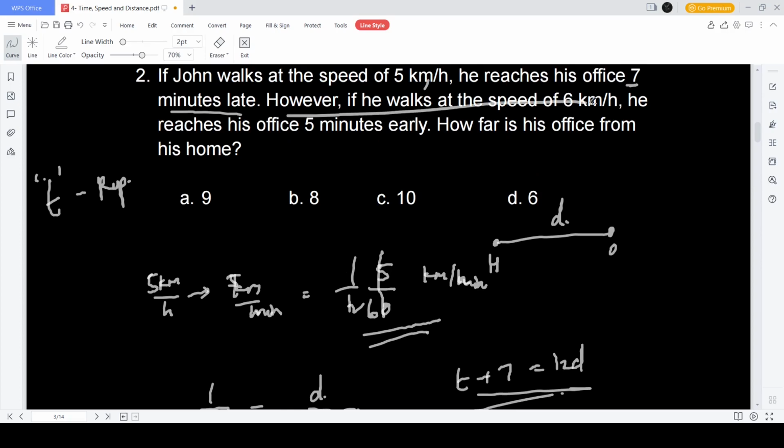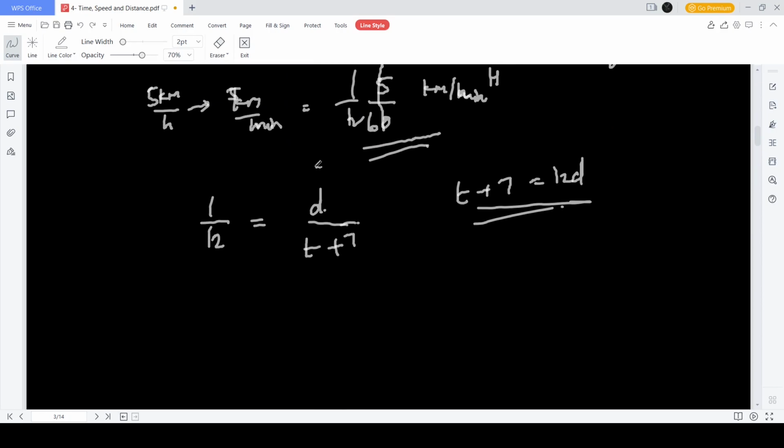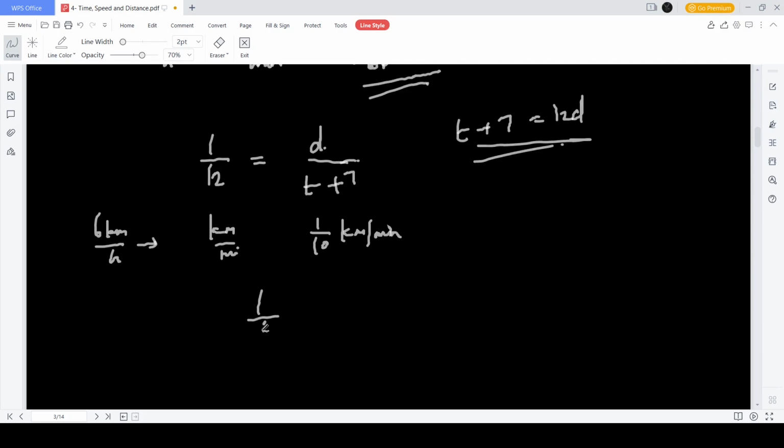Secondly, if he walks at a speed of 6 km per hour, he reaches the office 5 minutes early. Again 6 km per hour has to be converted into kilometer per minute. To do this, we divide by 60. So we get it as 1 by 10 kilometer per minute. Speed is equal to distance divided by time. t is his reporting time, and he reaches 5 minutes early, so it becomes t minus 5. So we get t minus 5 is equal to 10 into d.